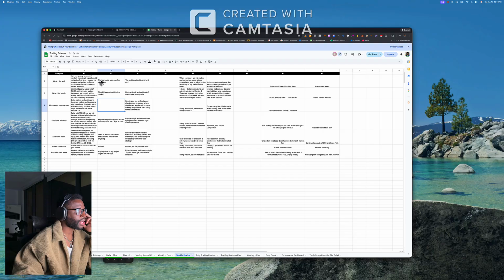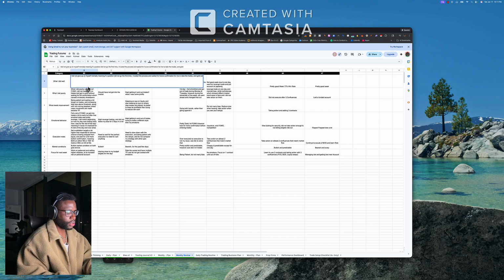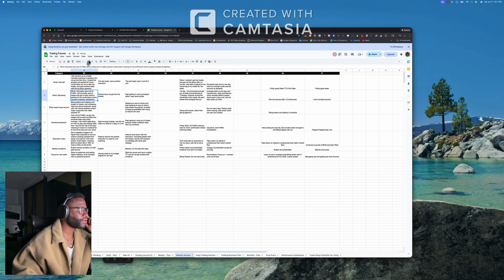And then weekly review. This is the most important thing to me right now. What I did well: I did not give up on myself mentally. Meaning, if a position did not go the first time, I trusted the process and waited for future confirmation to take the trade. And gold was another thing that worked really well during the Asian session. Now I'll walk you through the charts for gold too.